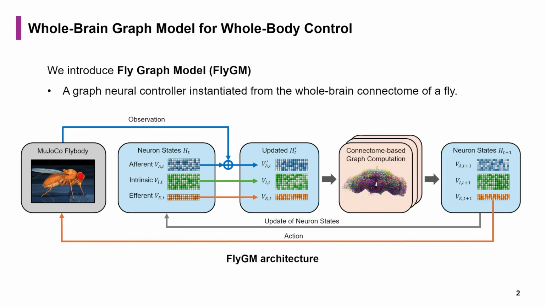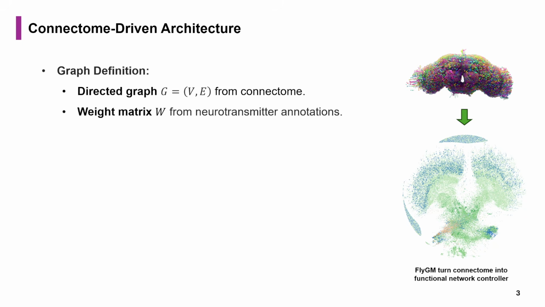Crucially, the connection weights are set using the actual excitatory and inhibitory neurotransmitter labels from the biological data, so the sign and weight of every signal respects real neural physiology. Let's dig into the architecture a bit more. The connectome is modeled as a weighted directed graph, where nodes are neurons and edges carry signed synaptic weights, positive for excitatory neurotransmitters like acetylcholine and glutamate, negative for inhibitory ones like gamma-aminobutyric acid.